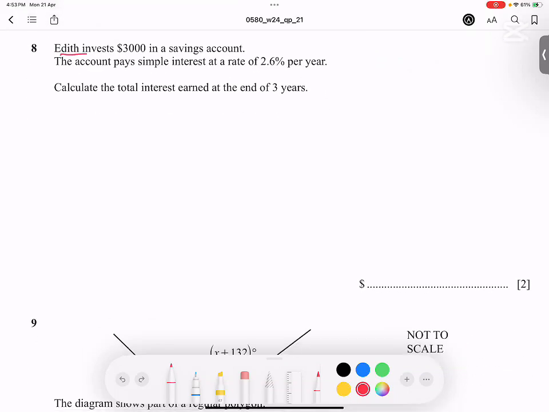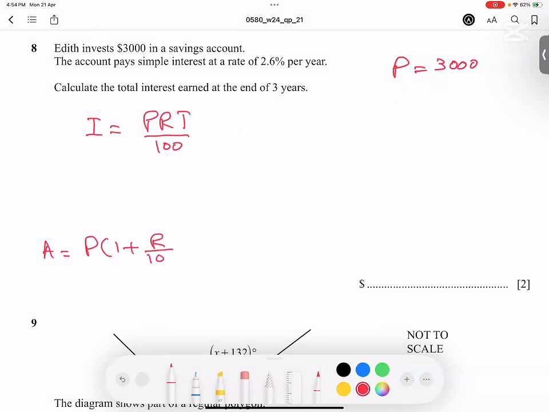He invests this much money. Investment is always called P. P stands for principal. And he mentioned clearly simple interest. The simple interest formula we have is I equals P R T divided by 100. Whereas just for extra knowledge, the compound formula is A equals P times (1 plus R over 100) to the power T. In case of increasing, this is plus, positive. In case of decreasing, it is negative. So make sure this is the formula for compound interest.